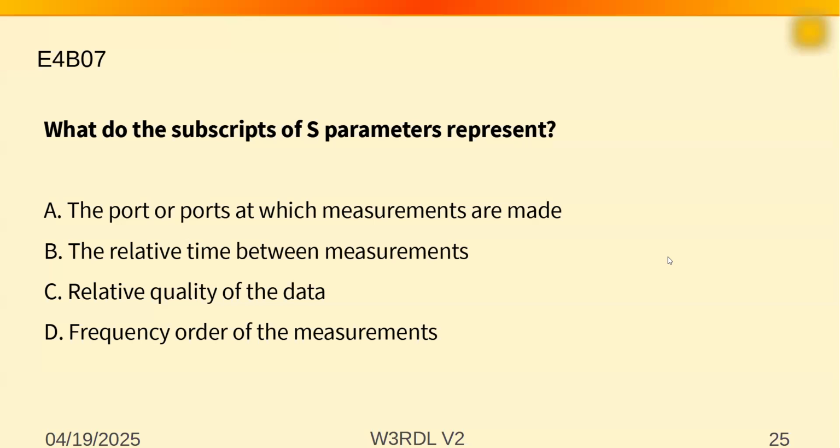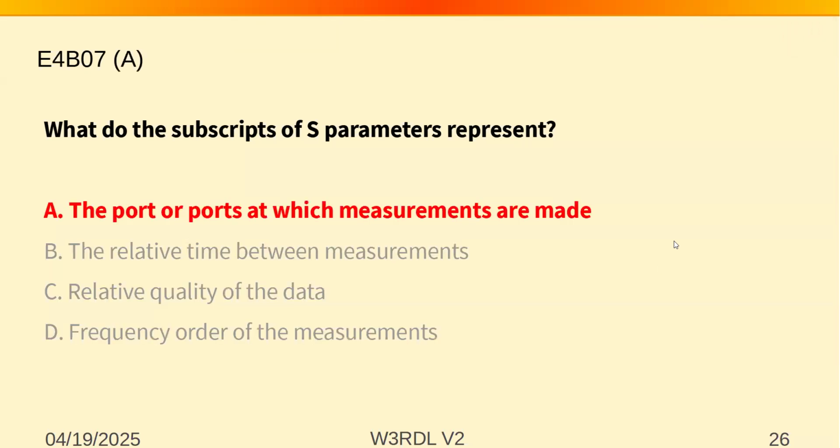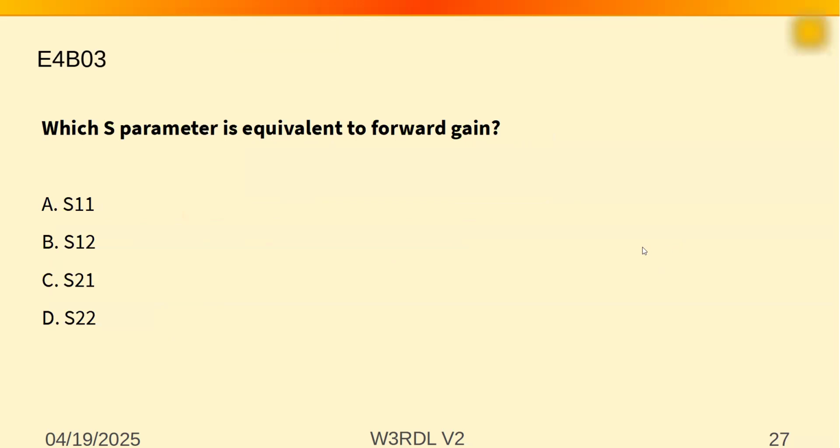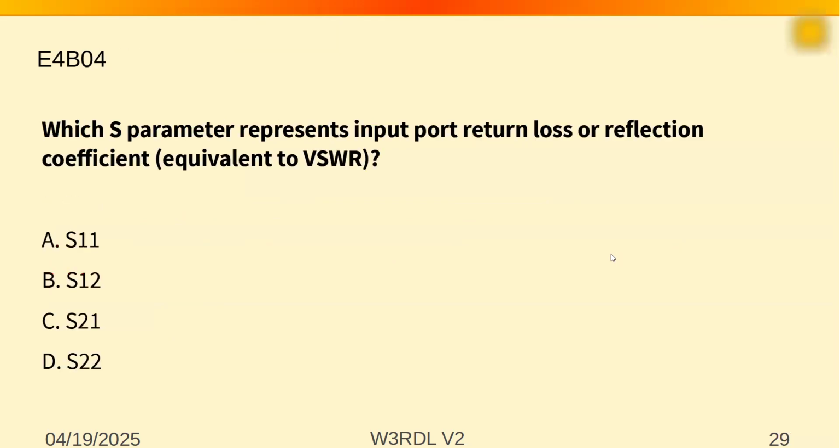So what do the subscripts of S parameters represent? Which S parameter is equivalent to forward gain? Which parameter represents the input port return loss or reflection coefficient equivalent to VSWR?